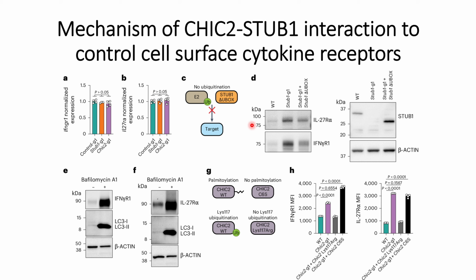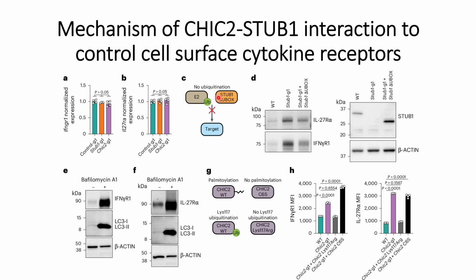So they made a knockout where they knock out the U-box region of STUB1 that carries out the ubiquitination process. By knocking out this U-box region, they expect to get a greater amount of IFNgR1 and IL-27R-alpha, because ubiquitination will not occur in STUB1 when the U-box region is knocked out.